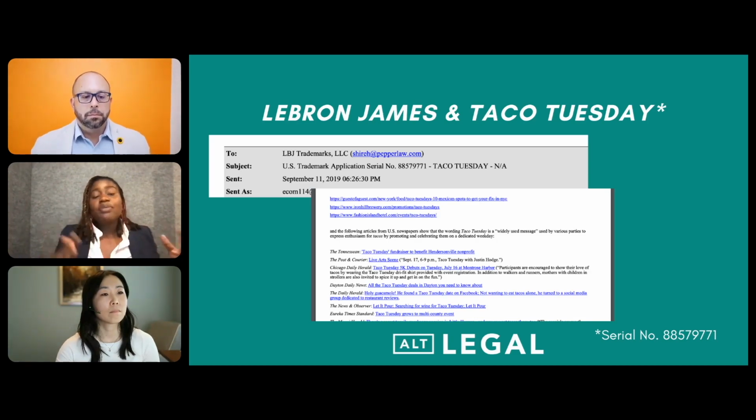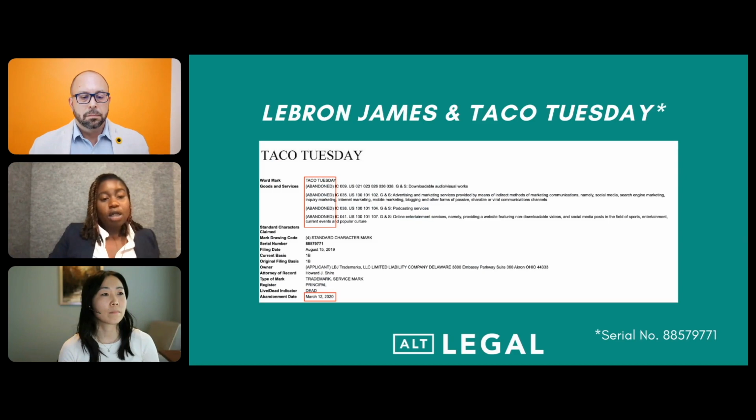So in conclusion, because consumers were so accustomed to seeing it from many different sources, the mark Taco Tuesday could not do its job as a trademark, which is pointing customers and consumers to one source. So, seeing no way to overcome that refusal, LeBron James abandoned the application in March 2020.